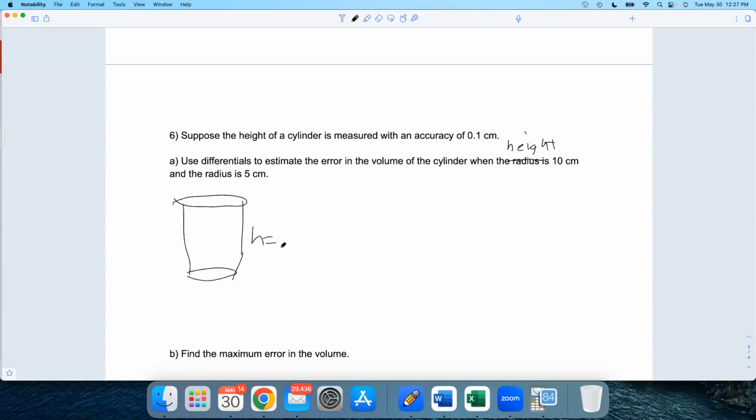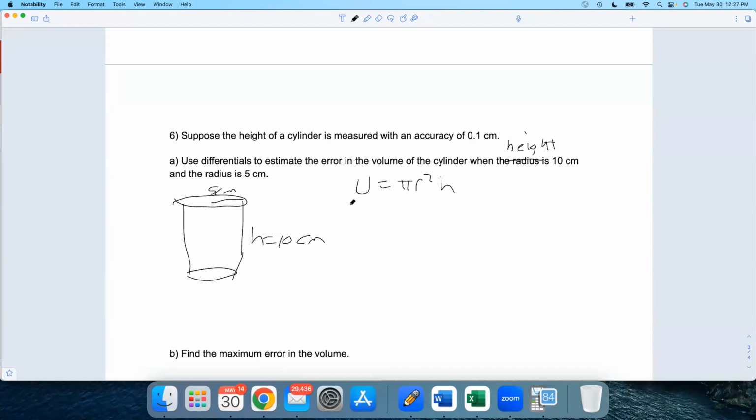So the height is 10 centimeters. Radius is 5 centimeters. Volume of a cylinder is pi r squared h. But I don't know the radius perfectly. No, I don't know the height perfectly. The height has some wiggle room in it.